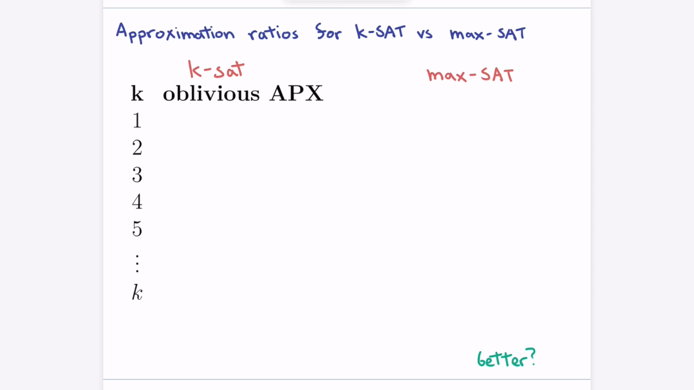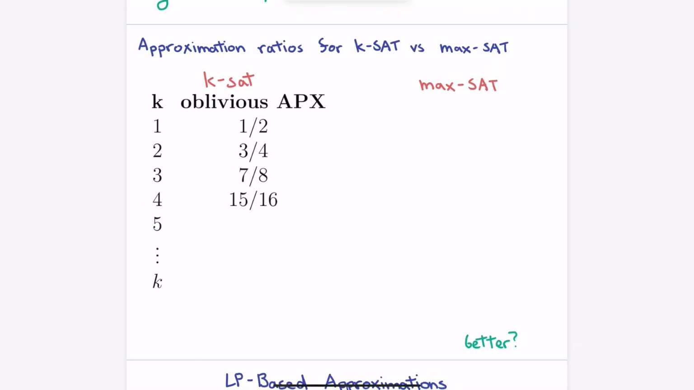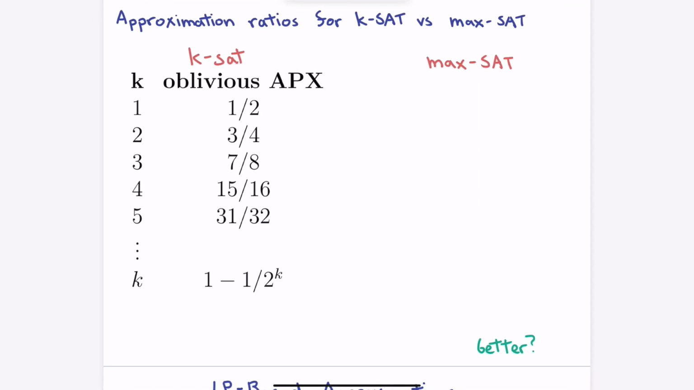Half. Okay. And what if k is 2? So now you have 2 variables per clause. What approximation would you get? 3/4. 3 SAT we did last time, that's 7/8. What if it's 4? Okay. And so this will always be 1 minus 1/2 to the k or something, right? So this gets much better for larger values of k.